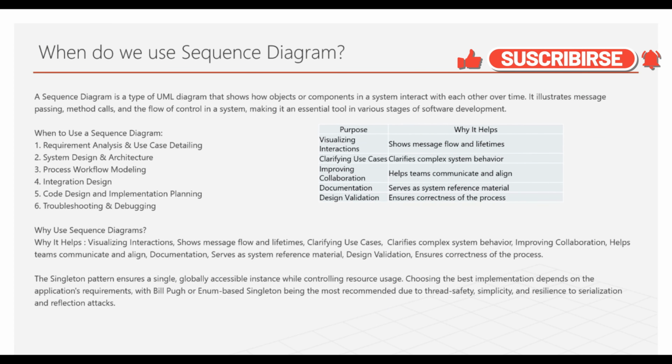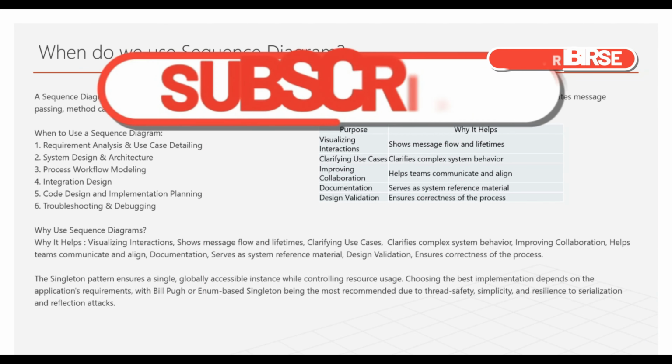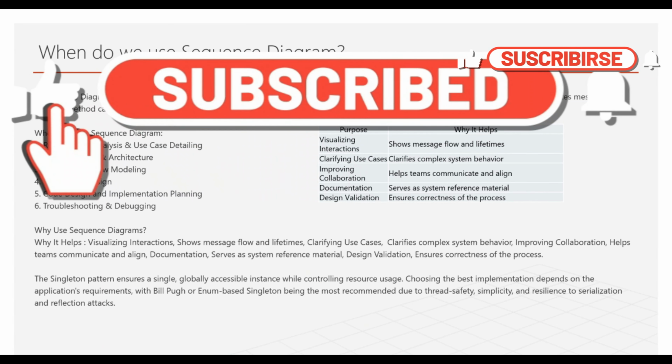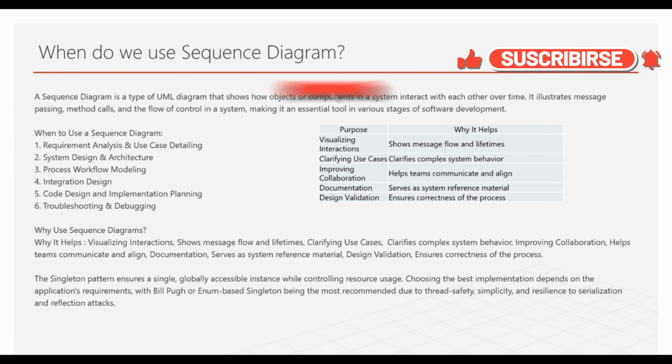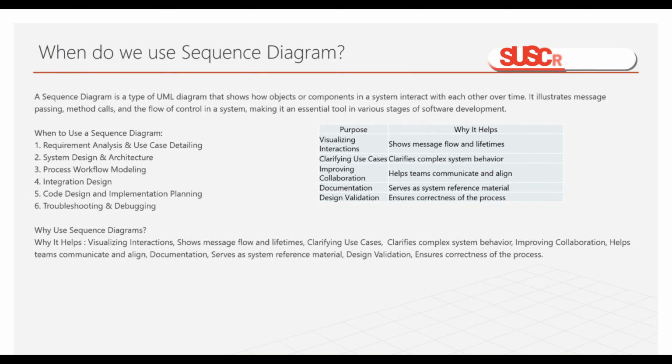When do we use a sequence diagram? Now this is one of the design UML diagrams which is used for designing the system.